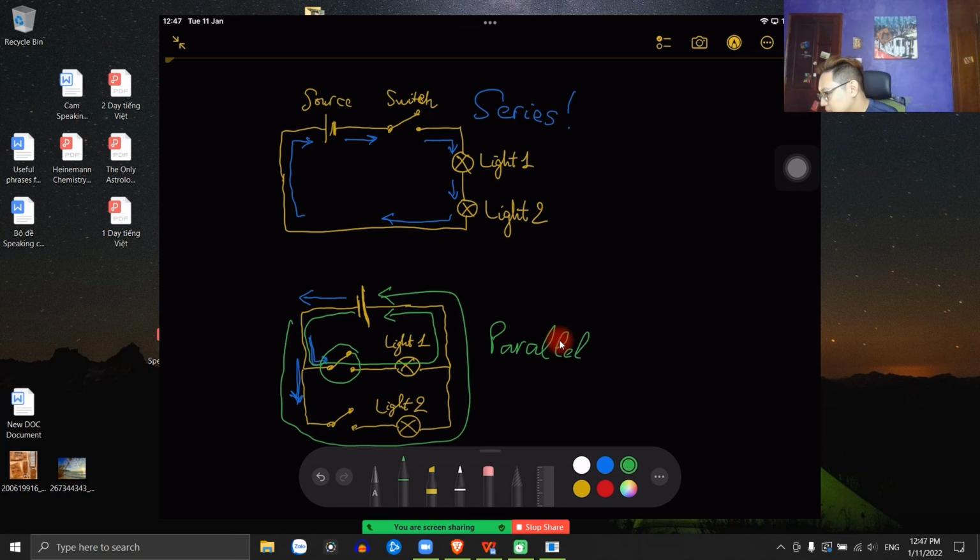parallel. Wait, is it 1L or double L? Parallel. I think it's 1L, okay. So in that way, in a parallel circuit, you have an independence of the devices. It doesn't have to depend on each other when it operates. However, in series, you cannot just turn on one and then ignore the others. It has to operate at the same time, everything, right?